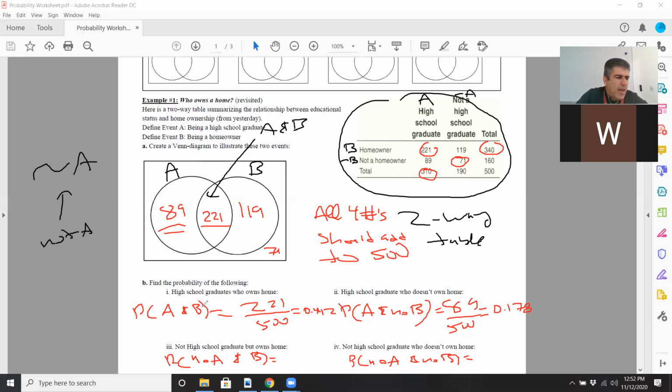What's the probability of not A and B? That'd be over here. 119 out of 500 people, which is 0.238.